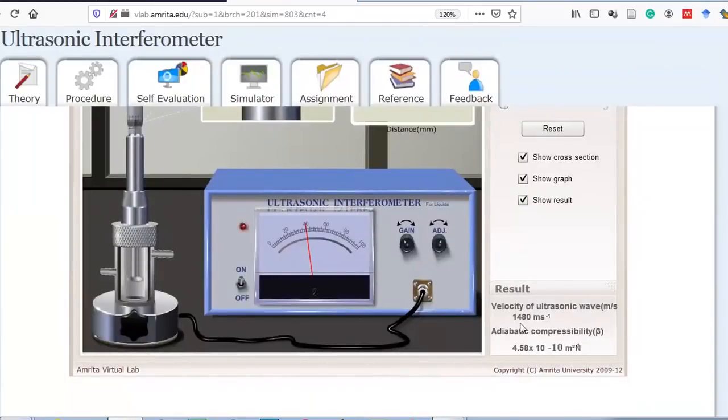This velocity comes out to be 1480 meter per second, which is of course more than the speed of sound. And then you see the compressibility also, 10 raised to minus 10 is the factor. So now you can imagine this is a very small quantity which we cannot see with the naked eye, but changes are happening, and the changes are in the order of 10 raised to minus 10 meter square per Newton. Clear? So I hope this experiment is clear to you.